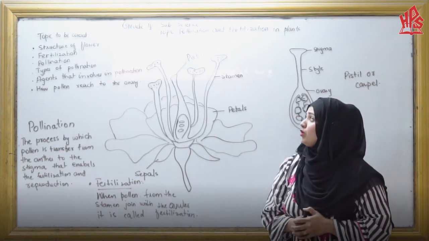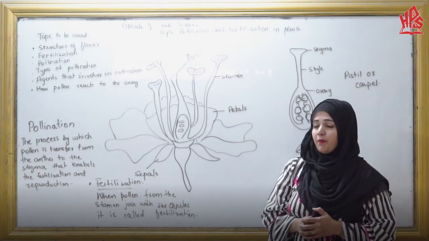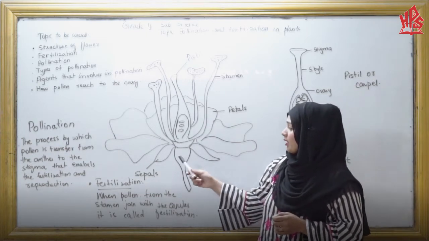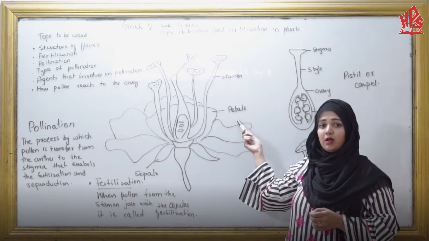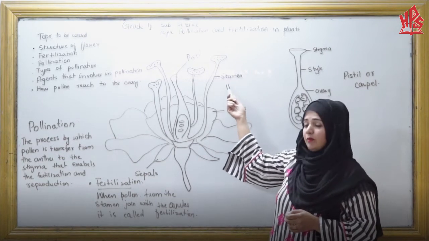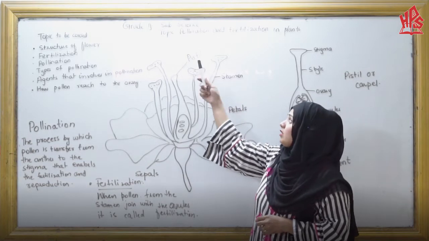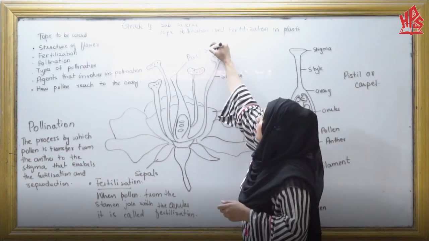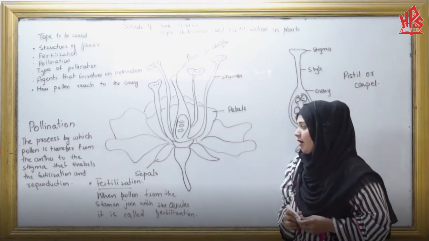First, we need to know about the structure of a flower. A flower consists of four main parts. The first part is the sepal. The other part, which is the beautiful part of the flower, is the petals, and the stamen, which is the male reproductive part of a flower, and the pistils or carpels, which is the female reproductive part of a flower.